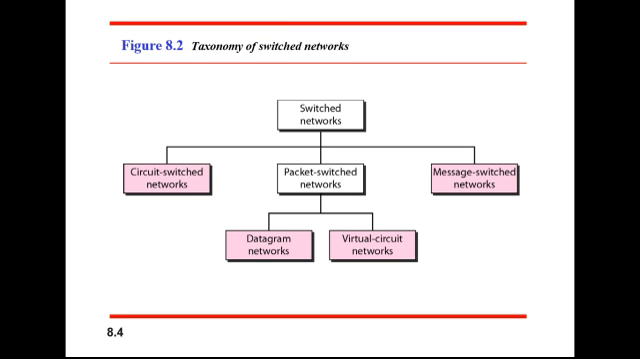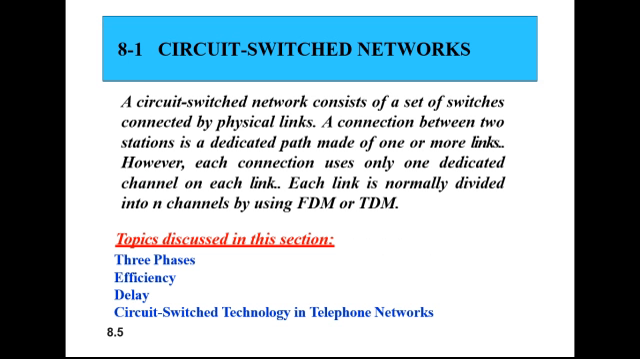Now, switched networks are classified into three: circuit switch networks, packet switch networks, and message switch networks. Packet switch networks are further classified into two: datagram networks and virtual circuit networks. Now, circuit switch networks. A circuit switch network consists of a set of switches connected by physical links. A connection between two stations is a dedicated path made of one or more links.